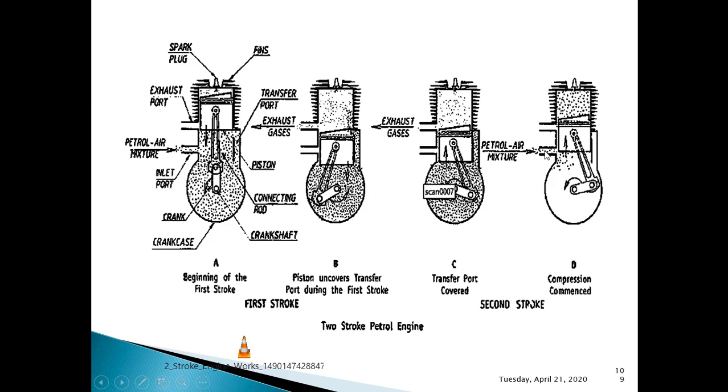As soon as the inlet port gets uncovered, the air fuel mixture from the carburetor will enter the crankcase. Along with that, the further upward movement causes the compression of the air fuel mixture present in the engine cylinder. So this completes the second stroke, the upward stroke. When it reaches top dead center, you all know that the spark plug will give the spark, and again it will initiate the power stroke. So this completes the working principle of the two-stroke petrol engine. It's very simple, as I said.